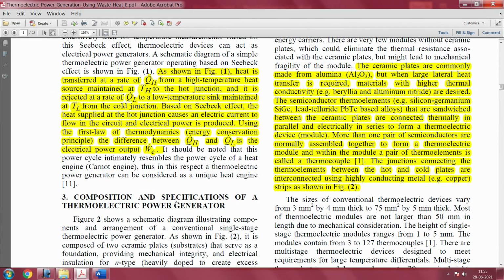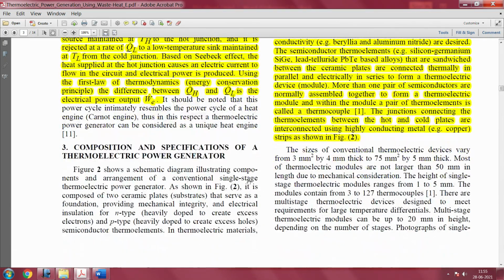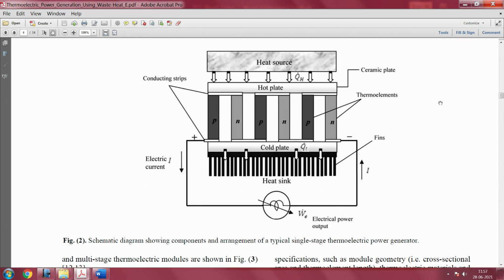Okay. Further it goes on to say, it should be noted that this power cycle intimately resembles the power cycle of a heat engine, the Carnot engine. Thus in this respect a thermoelectric power generator can be considered as a unique heat engine in a way. Good. You can see that the electrical output is shown here.